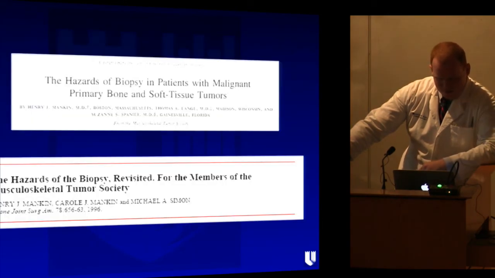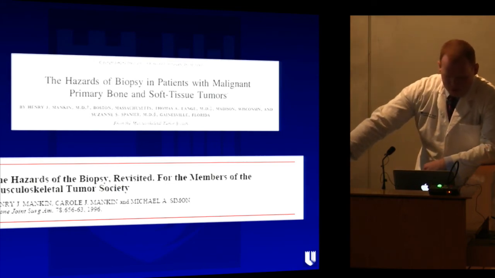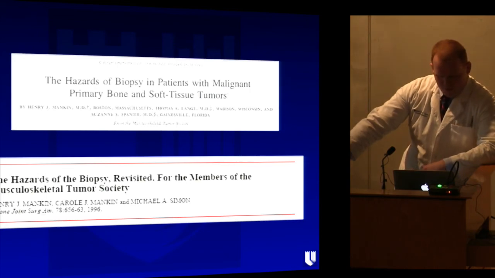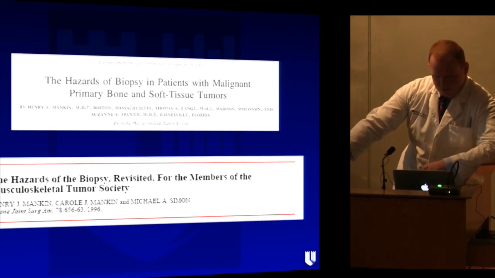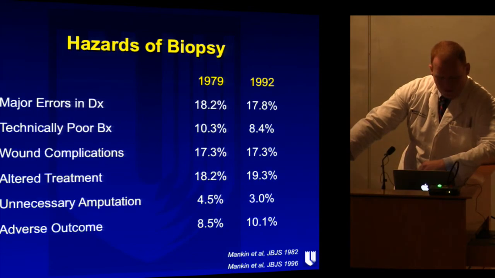Henry Mankin has studied extensively the hazards associated with biopsy of musculoskeletal tumors. Using questionnaires, Mankin interrogated the membership of the Musculoskeletal Tumor Society to determine the incidence of complications associated with just the biopsy procedure. He also evaluated the effects of error in diagnosis on the patient's clinical course, and whether these problems occurred with greater frequency when the biopsy was performed at a referring center or at the treating center. Data from both studies, the one in the 80s and the one in the 90s, is presented here.